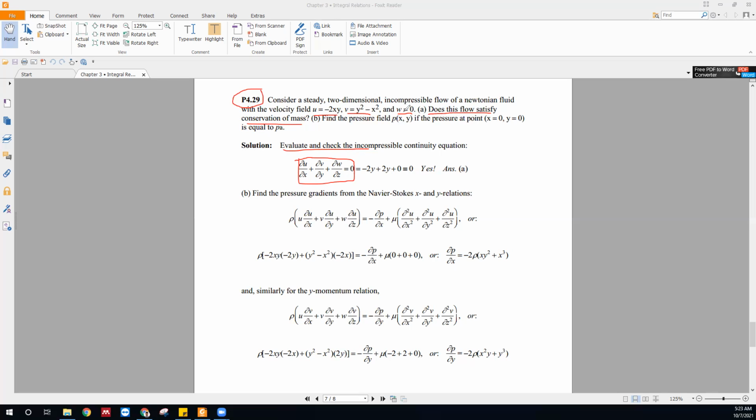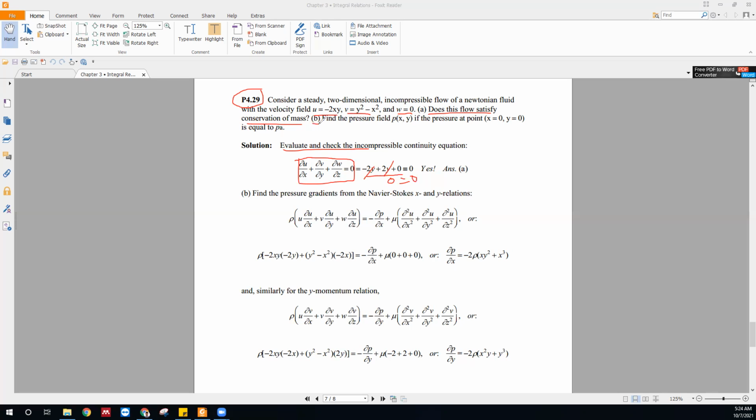You are given u, v, and w, right? So differentiate, you get this. So that means the left side and right side are equal to 0. So this one goes, and that means 0 equals 0, right? So yes, it follows this incompressible continuity equation. That means it satisfies the conservation of mass. Okay, that's done for question A.